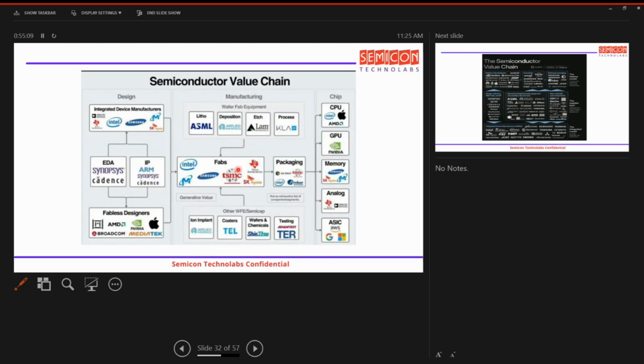Okay, finally, once the die is ready, then we send it to packaging. And for testing the products in the fab, these companies will support WFE or semi-cap companies. Now once the packaging is done, these packaged chips will be sent to different companies. It can be Apple, Intel, AMD, Nvidia, memory related or analog related or ASIC related. And finally it will be sent into the market. This is how the value chain looks. So many companies, so many people, so many activities have to go in place in order to get the final chip.